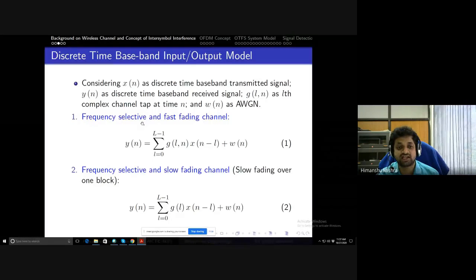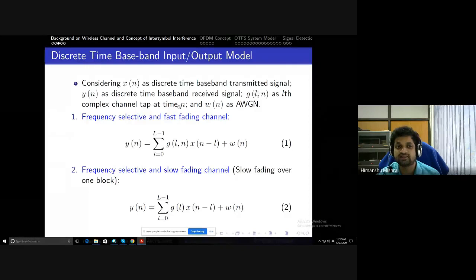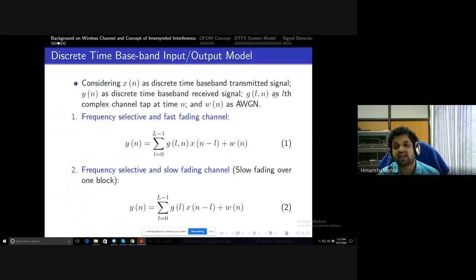One is frequency selective and fast. For this case, how can we represent the channel? Let us take the transmitted signal at nth time as x[n]. The received signal at nth time is y[n]. Let us take the discrete time baseband channel as g[l,n]. What is the meaning of this? This is the impulse response of the channel at lth delay and nth time. You can take it as the lth complex channel tap at time n. And w[n] is the additive white Gaussian noise.